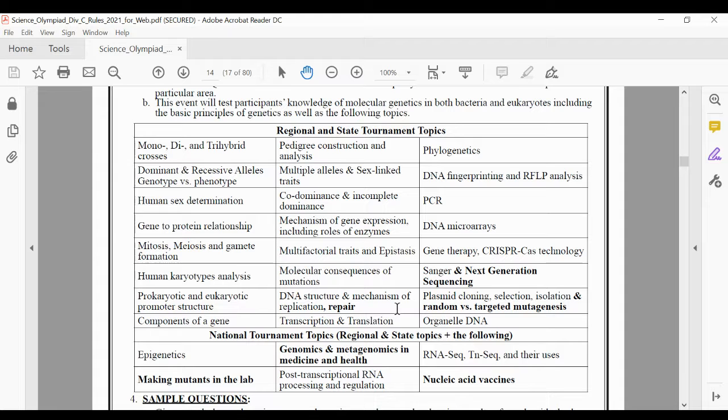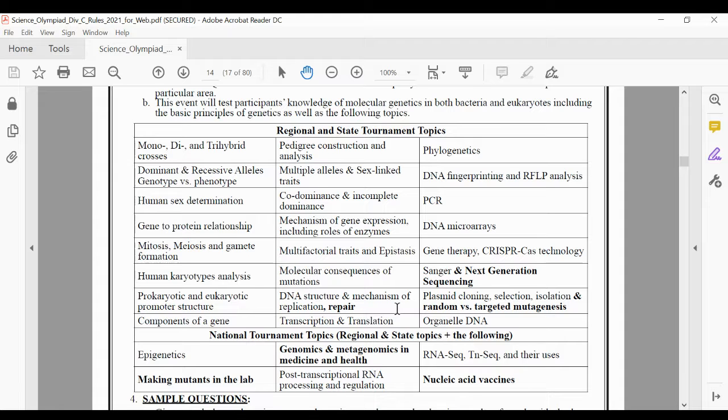DNA structure, of course, DNA is a double helix, and you should be able to label the parts of a DNA structure or draw one. And also, what's new this year is repair. So make sure that you know the five major mechanisms for DNA repair after replication or when mutations are induced.